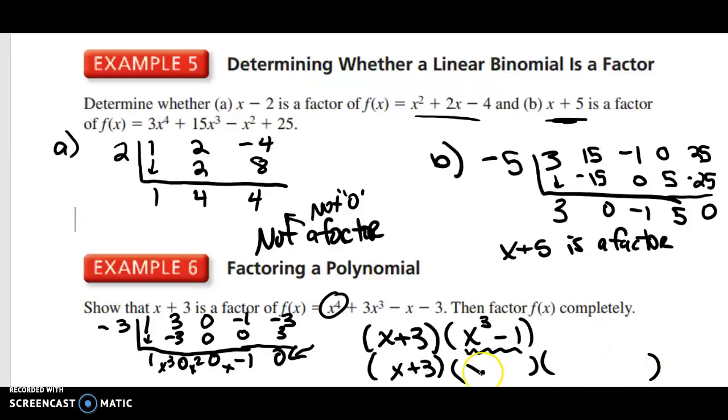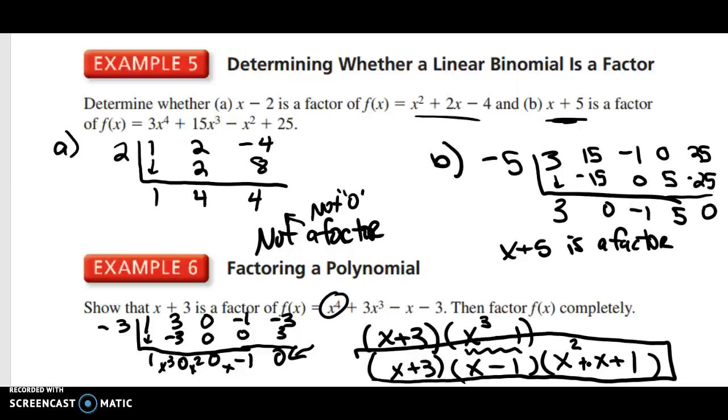The cube root of x cubed is x, and 1 is 1 cubed. To know what goes into the trinomial, I'm going to square the x, multiply the 1 and the x together, and then square the 1. The signs follow SOAP. Same, opposite, always positive. And this would be my completely factored answer.